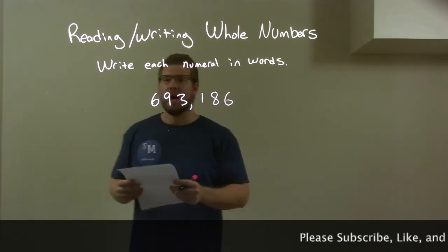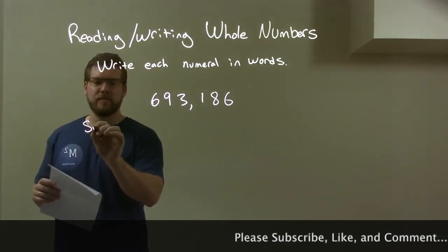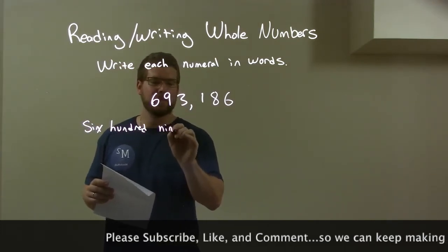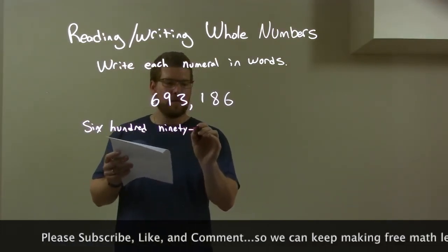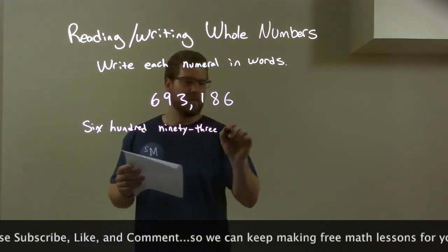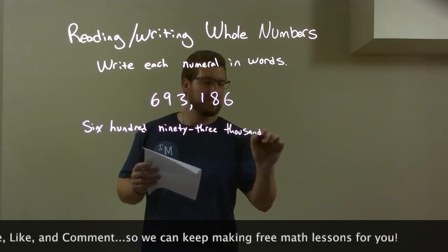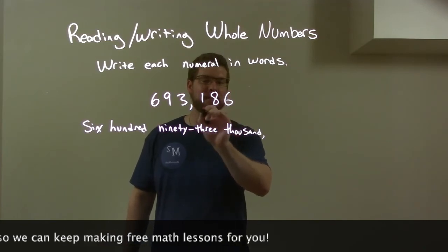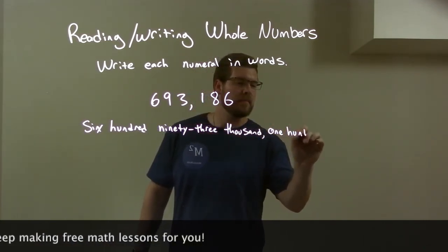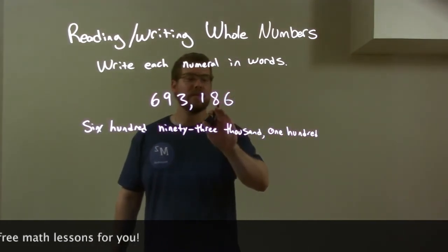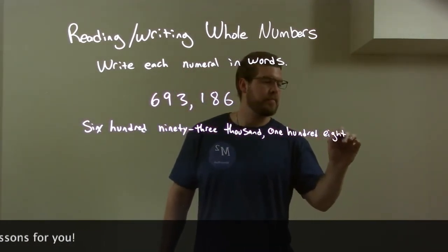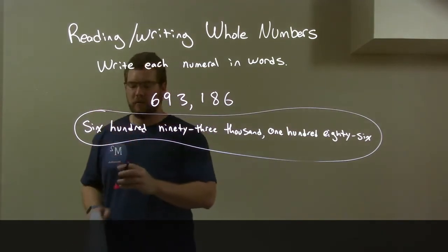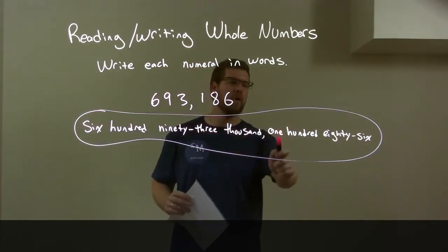693,186. Okay. Well, first thing, I start with the 693. Well, that's 600. So 600, and then we have 93. But this is in the thousand, so we have 1,000 here. So 693,000. Then we have the 1 right there, so that's actually 186, but that's 100. So 100. And then we just have 86. And that together gives us our final answer of 693,186.